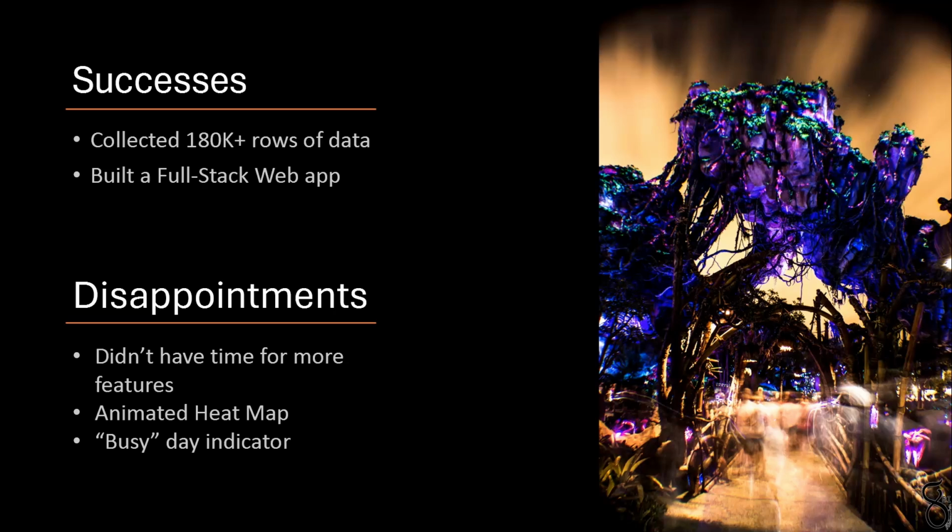I wasn't able to add the animated heat map, and I also had an idea for a busy day indicator that would essentially take the area under the curve of our wait time versus time plots, and average that out. And then you could say, hey, this day was busy, this day wasn't busy. Those are all features that can be added later.